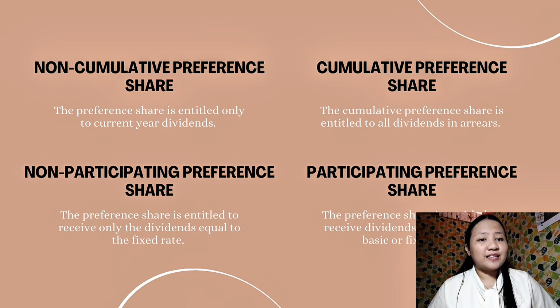We have also the non-participating preference shares. The preference share is entitled to receive only dividends equal to the fixed rate. So, if mopurchase ka og preference shares, there is a corresponding fixed rate na mauna siya ang rate nga madawat nimo nga dividend. If non-participating ang imong preference share, you are only entitled to the dividends equal to the fixed rate. However, if your preference share is participating, on the other hand, the preference share is entitled to receive dividends in excess of the basic or the fixed rate.